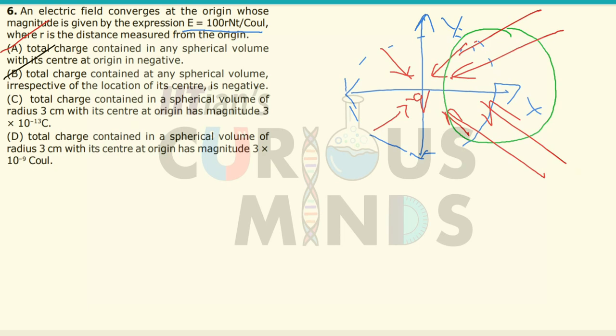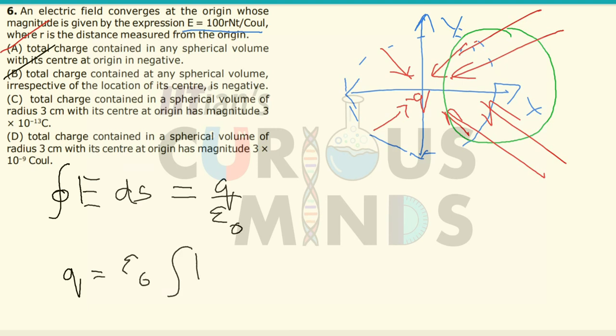Now consider option C: the total charge contained in a spherical volume of radius 3 cm with its center at the origin will be equal to a given magnitude, and there are two options given, either C or D. The formula for electric field intensity within a closed path, by Gauss's theorem, is Q divided by epsilon naught. Since we have to find the total charge, Q will be equal to epsilon naught times the integral of E · dS.